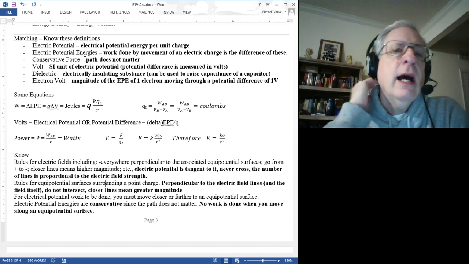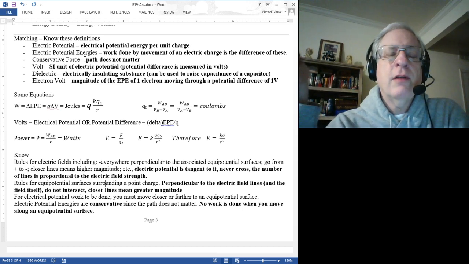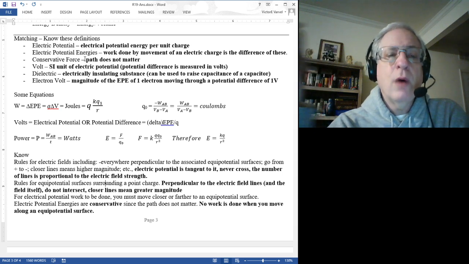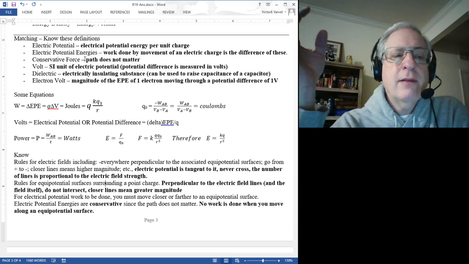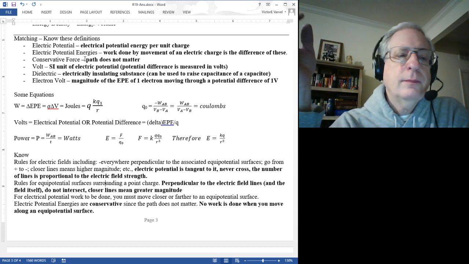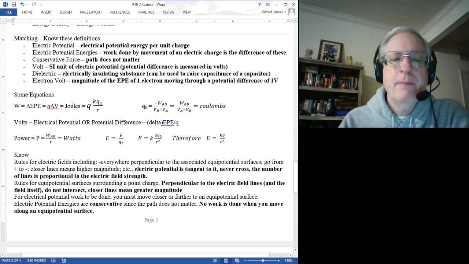And then lastly, I don't want you to get volt and electron volt confused. An electron volt is not equal to 1 volt. An electron volt is the magnitude of the EPE of one electron moving through a potential of 1 volt. So if I move one electron over a delta V of 1, that's an electron volt. But an electron volt is not a volt. Just make sure that you understand they're not the same thing. And I talk about that in the earlier videos as well.